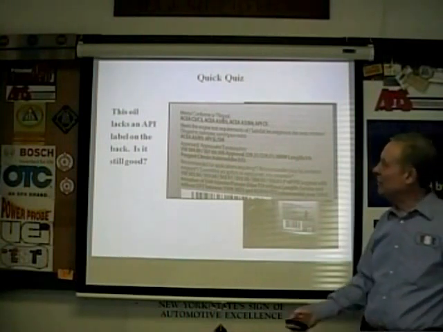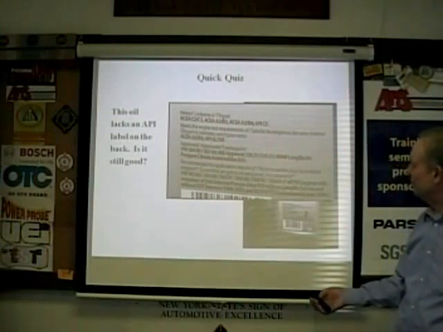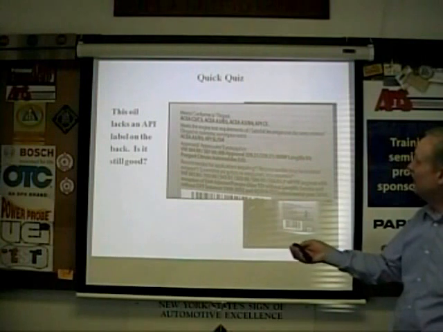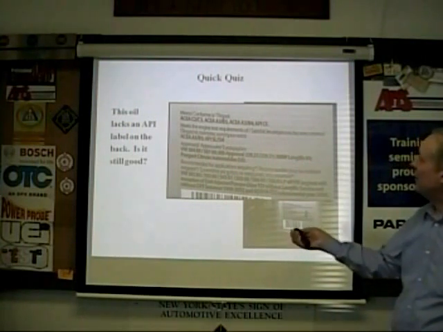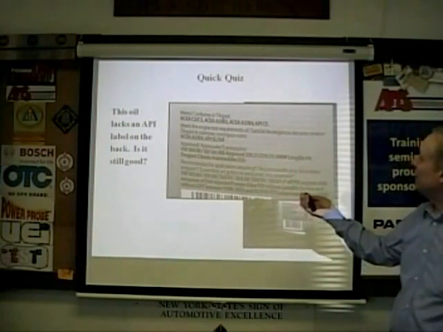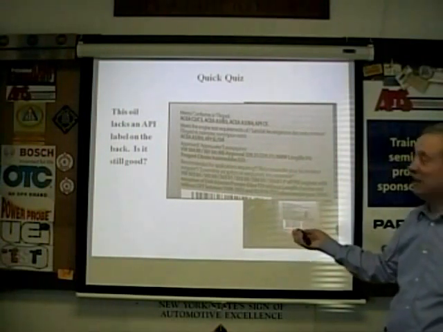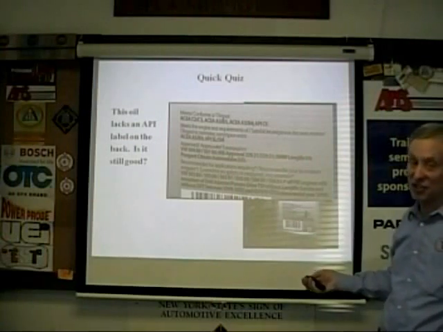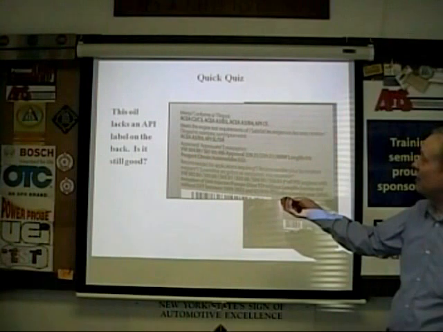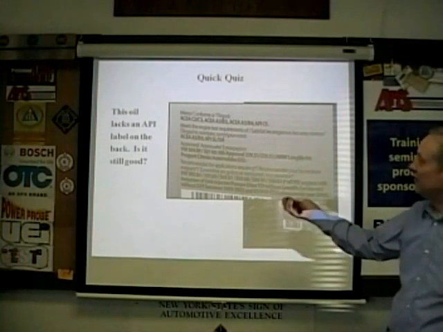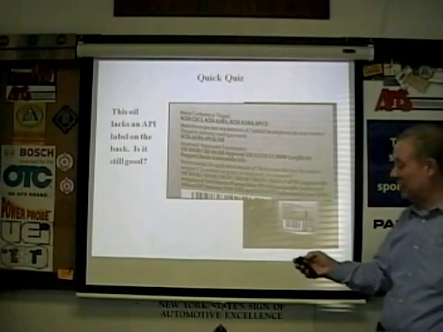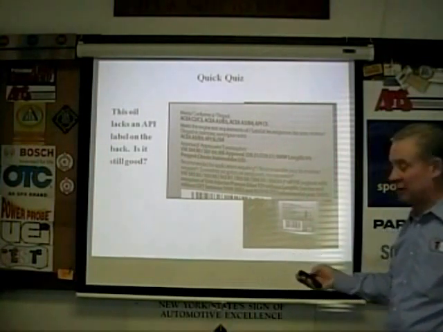All right. This oil lacks an API label on the back. Is it still good? Again, you have to meet that spec. It meets all these ACEA specs, A3/B4 and so forth on down. API, it has an API CF spec. All right, it's a compression ignition spec. Actually, it says SM on it, API. There's actually something in that slide that's a little screwy. The bottom line is if it doesn't have an API spec on it and you need an API spec on your oil, the answer is no.